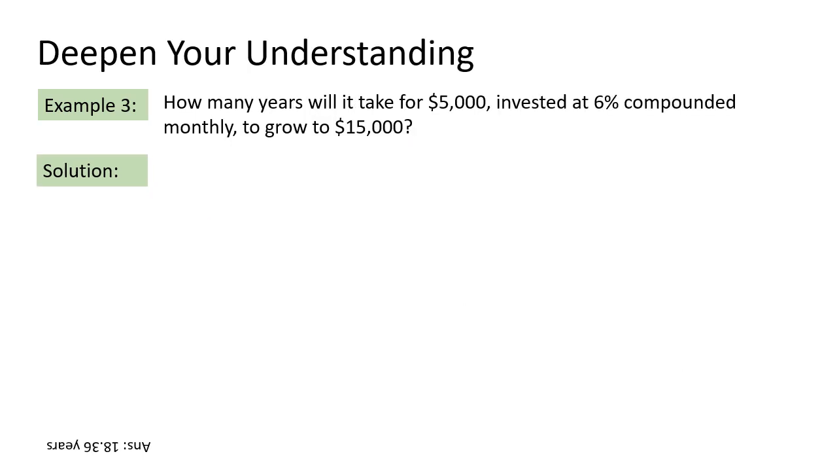So let's look at a third example before I go into something a little bit different. It's going to require you to do a little bit more thinking on the original formula that we had. So how many years will it take for $5,000 invested at 6% compounded monthly to grow to $15,000?